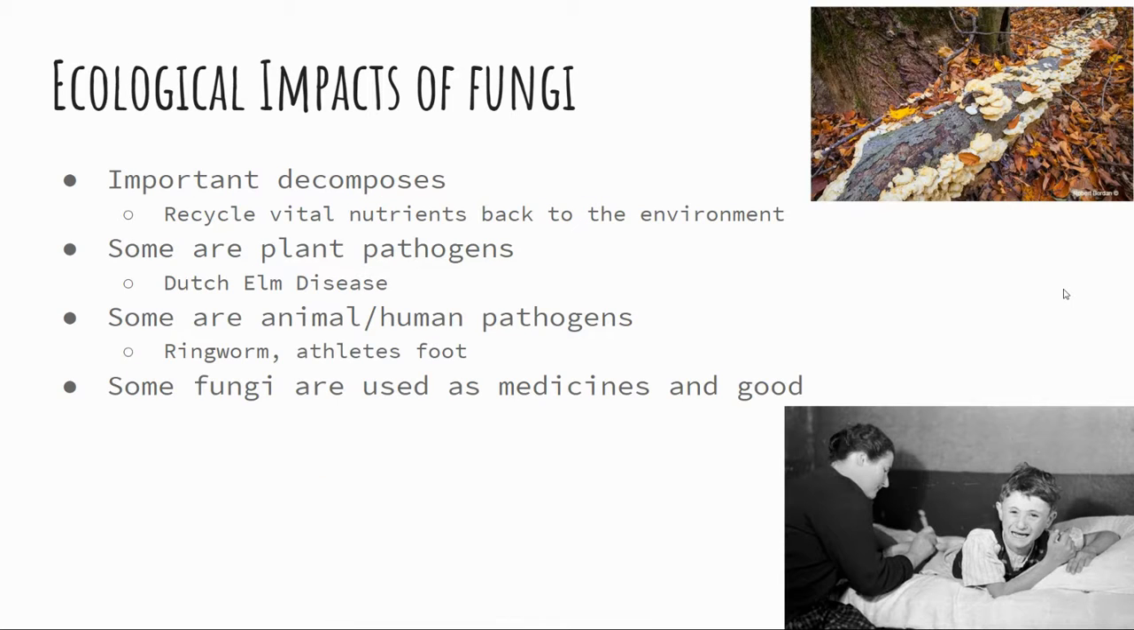So some ecological impacts of fungi. They are important decomposers, which we've already talked about. Some of them are plant pathogens, like the Dutch elm disease, which can get into trees and have a major impact on those and other plants. Some are animal and human pathogens, like ringworm and athlete's foot. And some fungi are used as medicines and food. Penicillin is the best example of a fungi that is used as medicine.